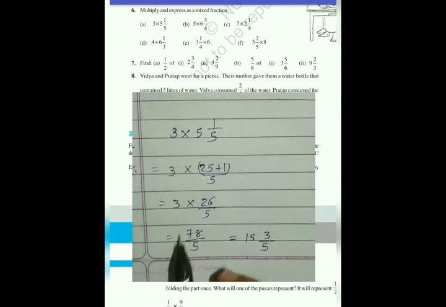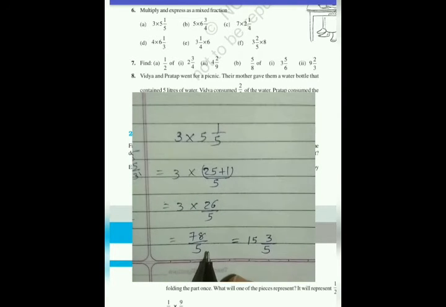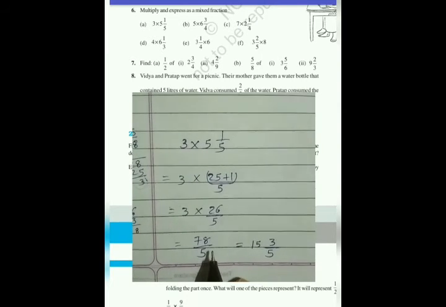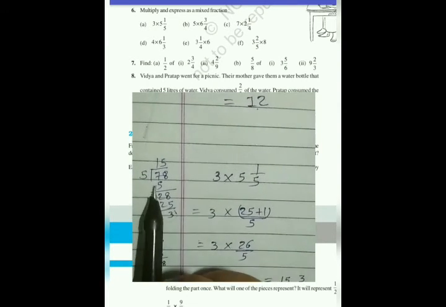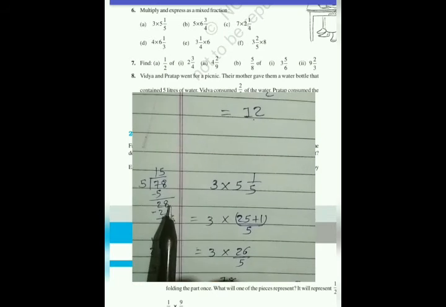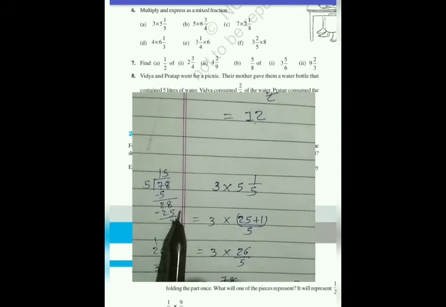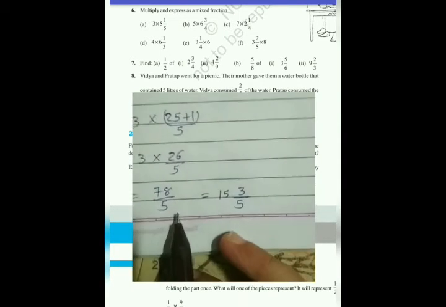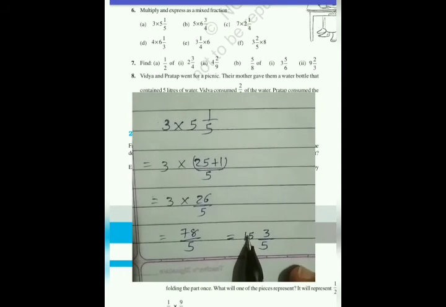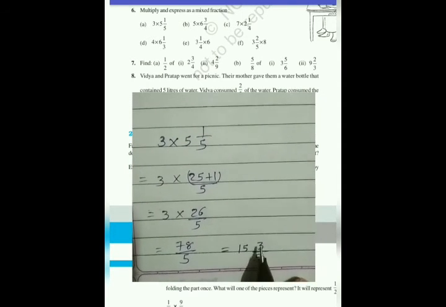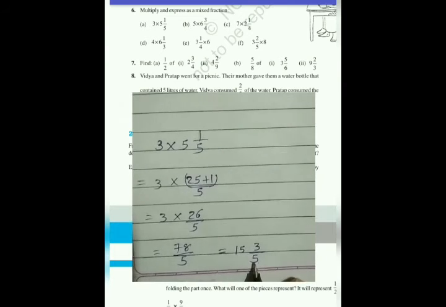Now we convert 78 by 5 into a mixed fraction. So we divide 78 by 5. 5 1s are 5. Remainder is 2. We take 8. 5 5s are 25. Remainder is 3. Now we take 5 as the denominator. We write 3 in the numerator and 15 as the whole number. So our answer becomes 15 3 by 5 as a mixed fraction.